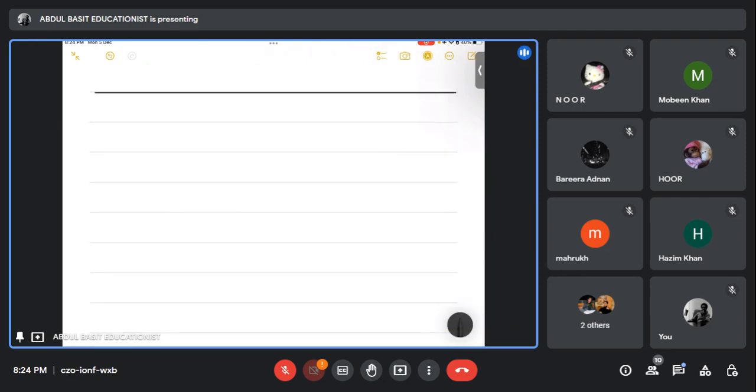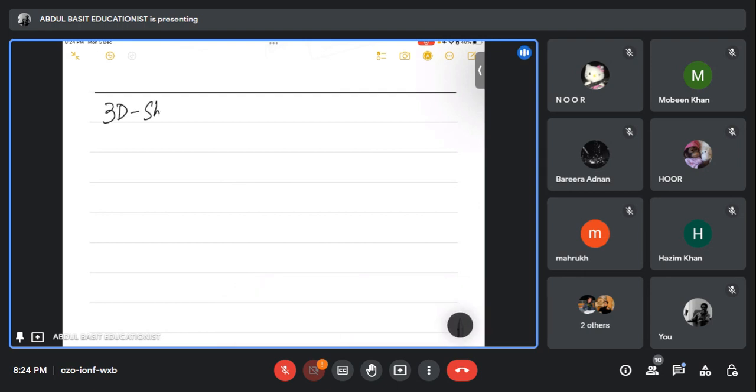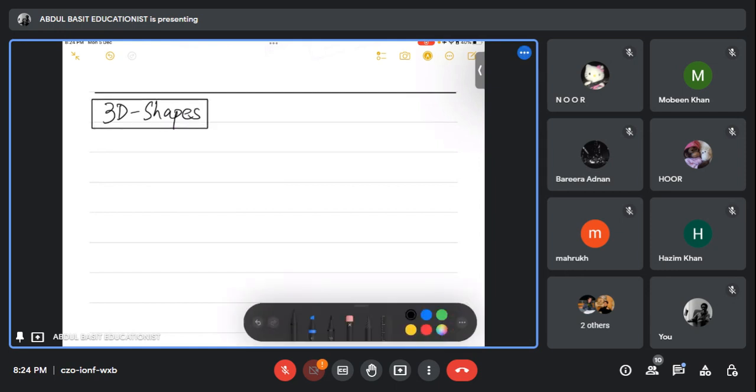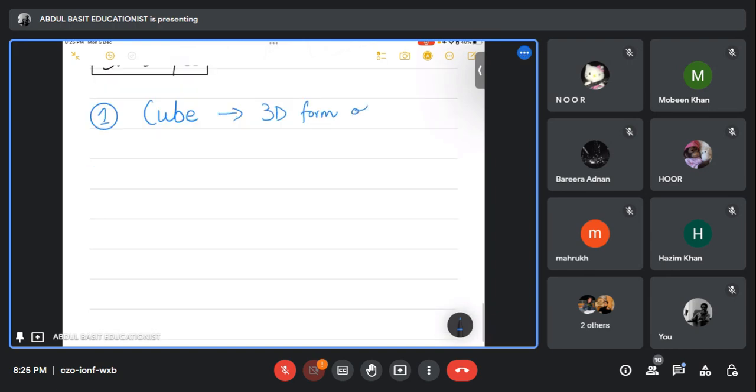I'll ask a few previous students of mine who were in my class. For example, let me ask the first shape from Arbab. Arbab, can you hear me? The first shape in 3D is a cube. 3D means we can touch it. We can touch these shapes. A cube is the 3D form of a square.